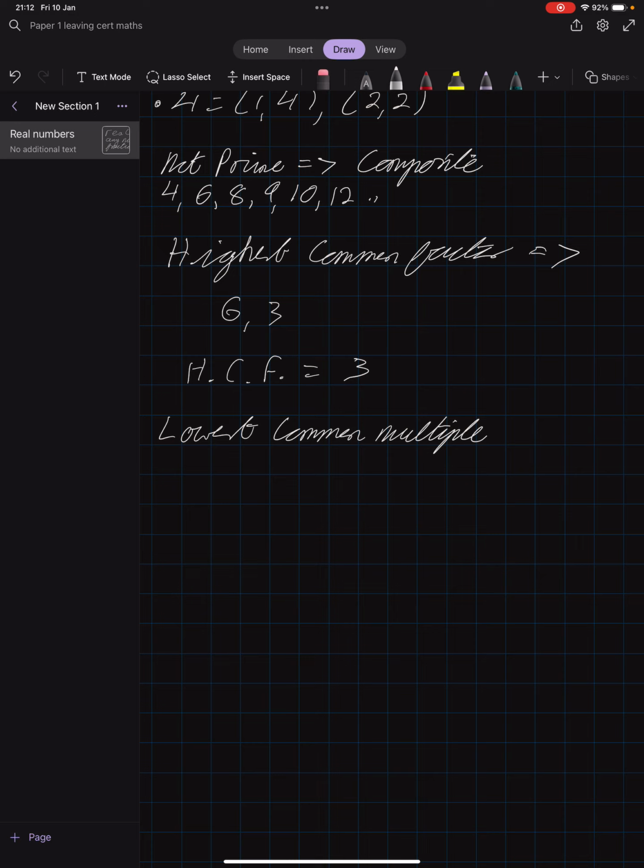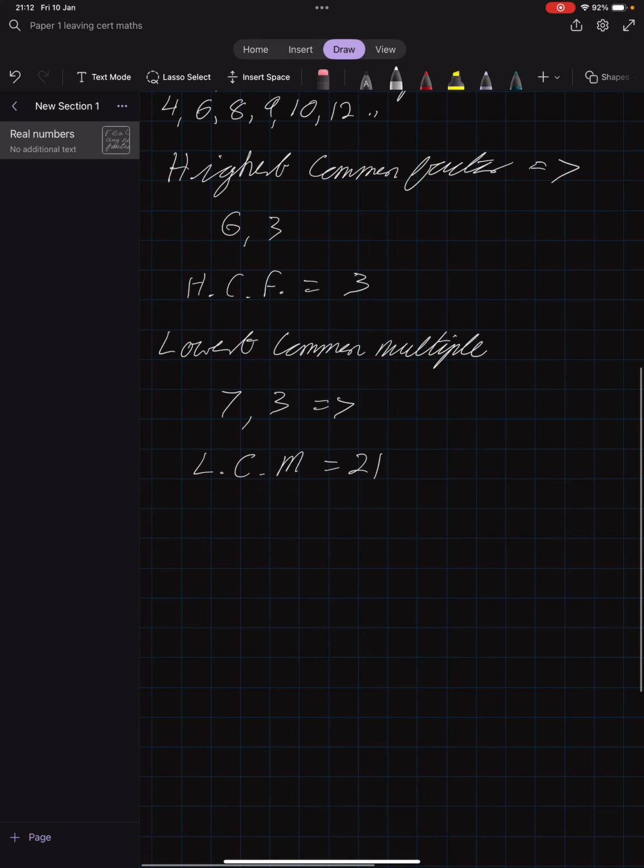So the lowest common multiple, say between 7, I don't know, maybe 3, this equals 21. So it is the smallest number that both numbers go into. And in this case, it is 7 and 3 multiplied together give you 21.